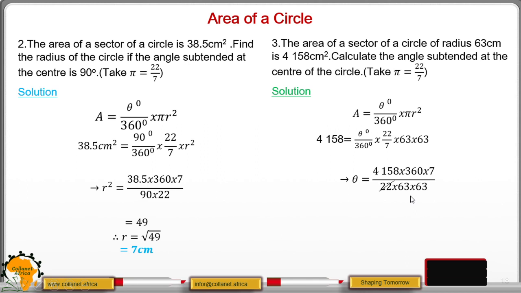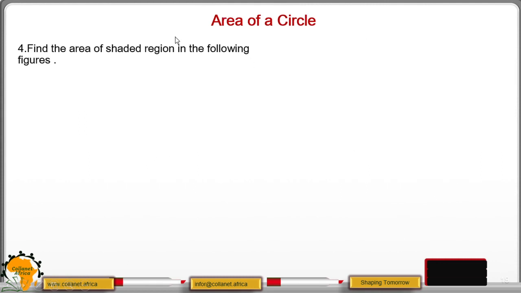And when you divide by 22, you get 1, by 22 you get 40. You are dividing, you get all those values. You find that by dividing all these, this will be 3 times 40, which is 120 degrees. So the value of theta is 120 degrees. From there, we still have another example.